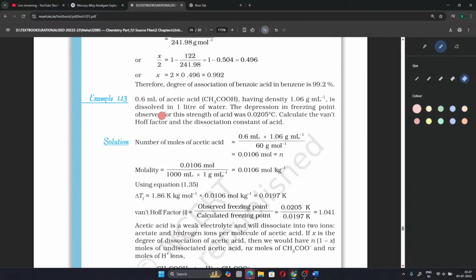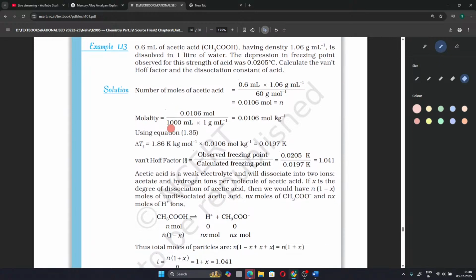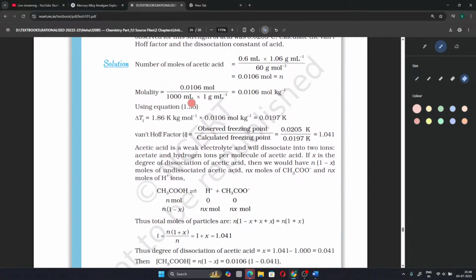In the case of 0.6 ml of acetic acid, CH3COOH, having density 1.06 gram per ml, dissolved in 1 liter of water, the depression in freezing point observed for this strength of acid was 0.0205 degree. Calculate the Van't Hoff factor and the dissociation constant of the acid.